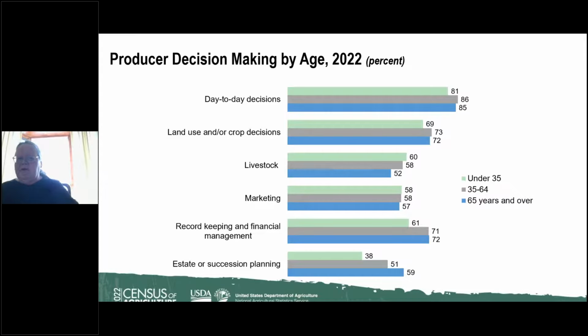We can also look at how those young producers were engaged in decision-making on the farm, and particularly compare that to decision-making from farmers in the middle age groups as well as the older producers. You can see young producers are more likely than other age groups to make decisions regarding livestock, but on average, young producers participated in fewer decisions than older producers.